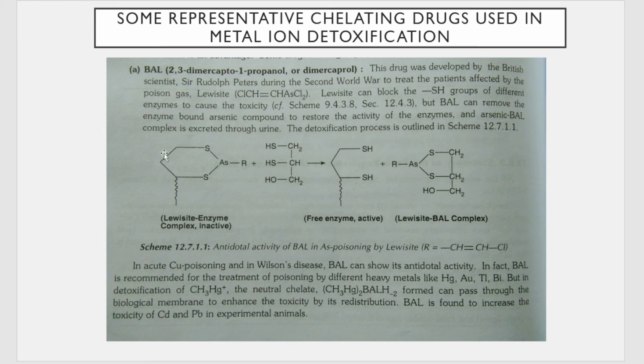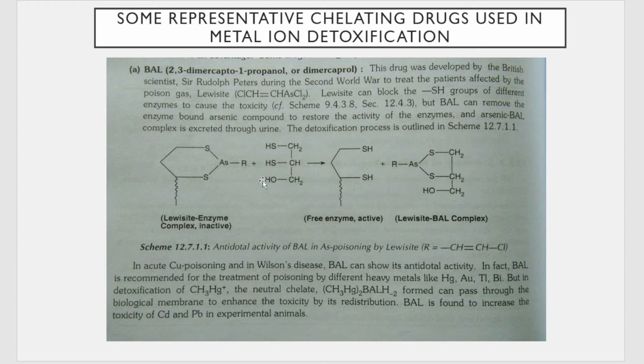So in order to restore this enzyme, this is BAL that is being consumed, and you can see that it's a good chelating drug. The reason is that it is mimicking the two SH groups that were there in the enzyme. In the same way, BAL also has two SH groups, so it is easy for this arsenic to form a complex with these groups, and that's when arsenic will leave this enzyme and the enzyme will become independent.